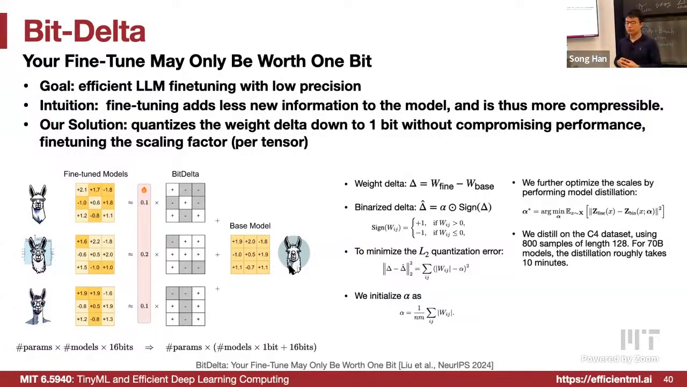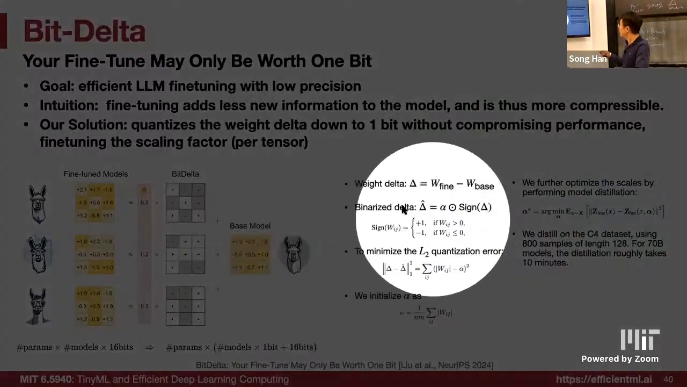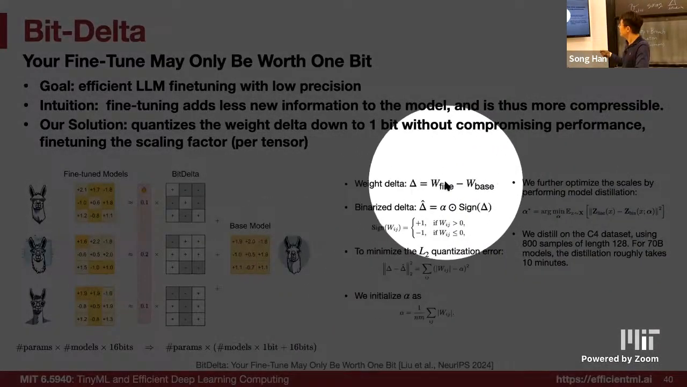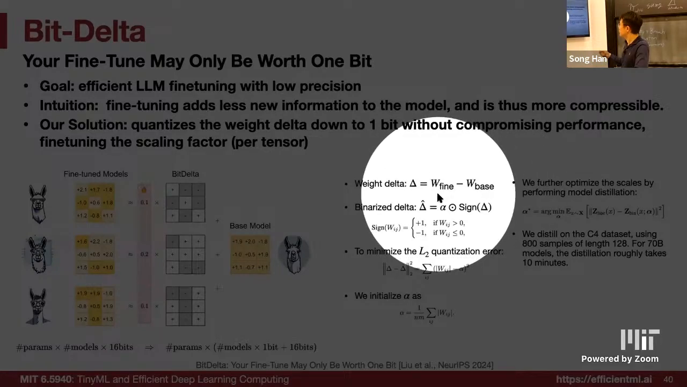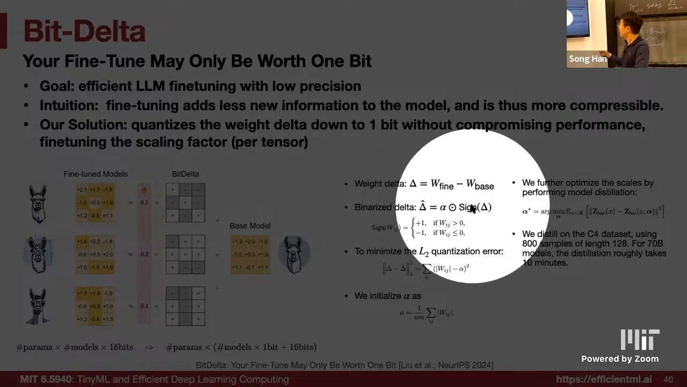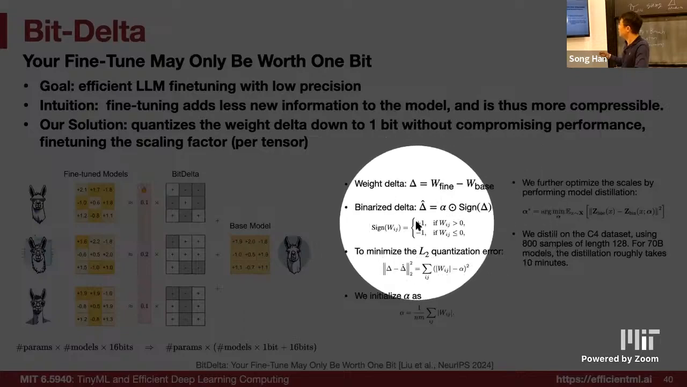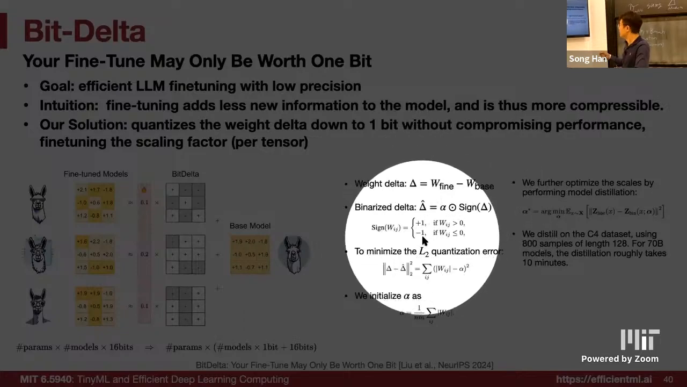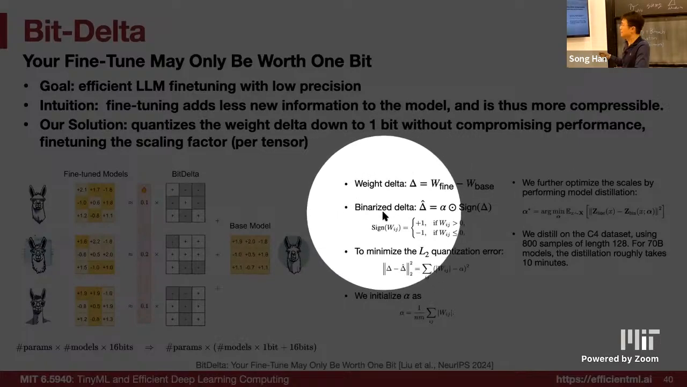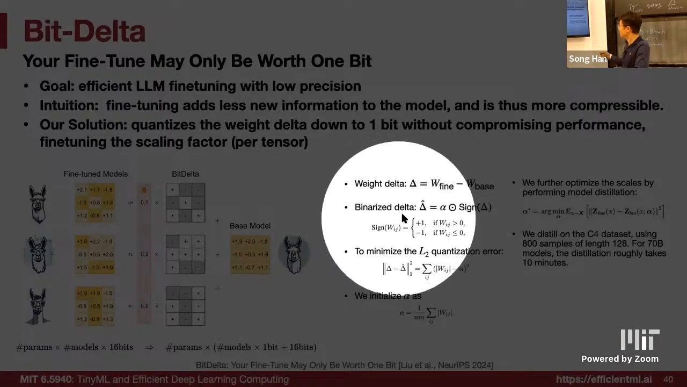So let's see how to train it, how to train this scaling factor very efficiently. We define the delta of the weight to be the difference between the base and the fine-tuned version. And then we have the sign function. If it's positive, then it's 1. If it's smaller than or equal to 0, then it's negative 1. So that's the binarized delta.